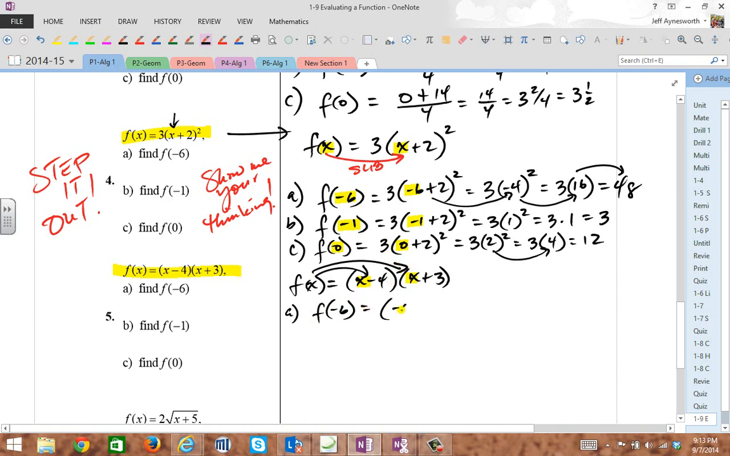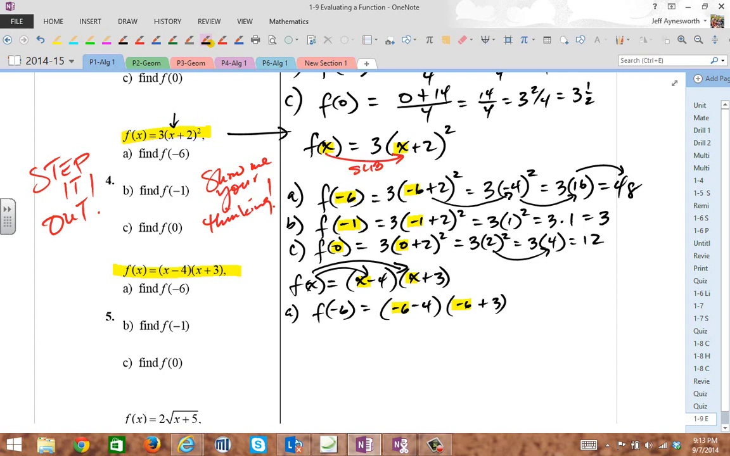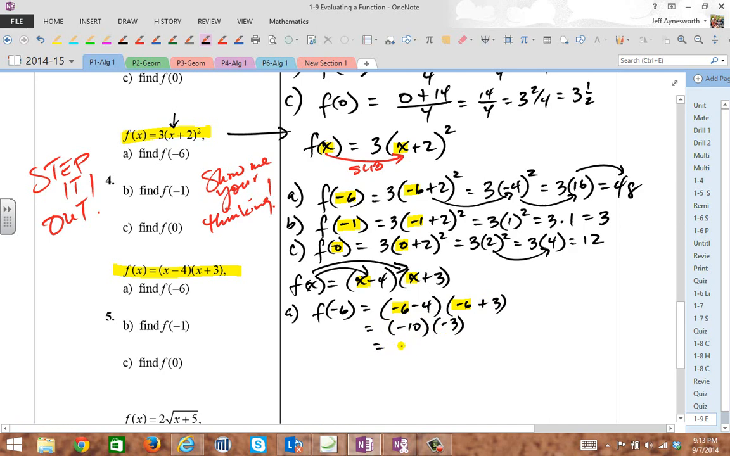So that's going to be -6 minus 4 times the quantity -6 plus 3. Notice I substituted in 2 locations because x is located in 2 locations here, because the function is not so simple anymore, is it? But actually it's not that bad, because -6 minus 4 is -10, -6 plus 3 is -3, and when you multiply them together you get 30. So f of -6 is 30, which means when x is -6, y is 30.